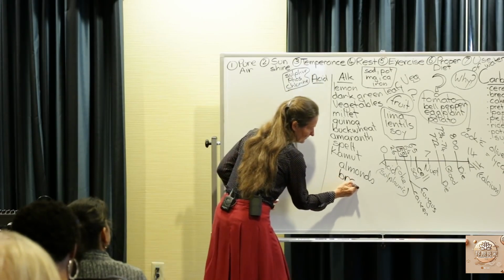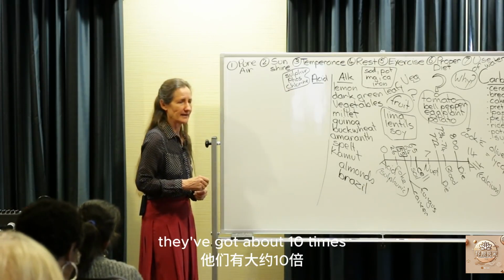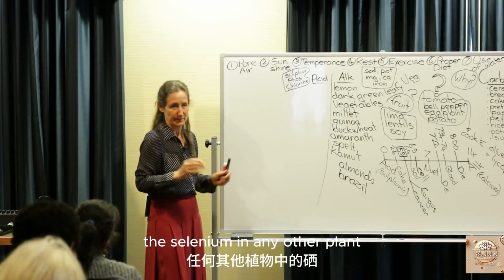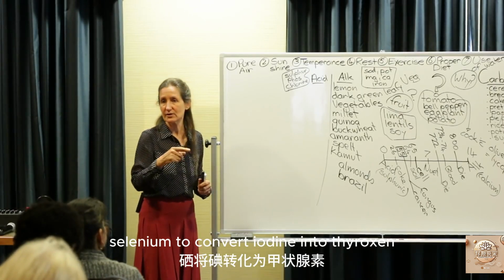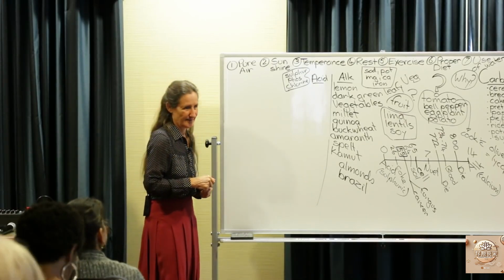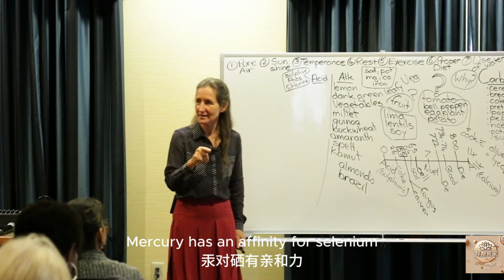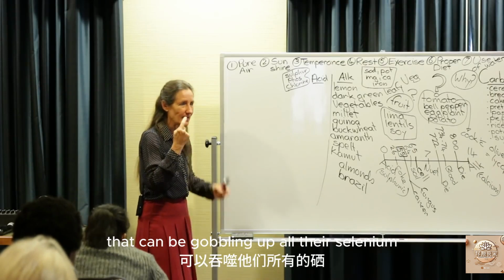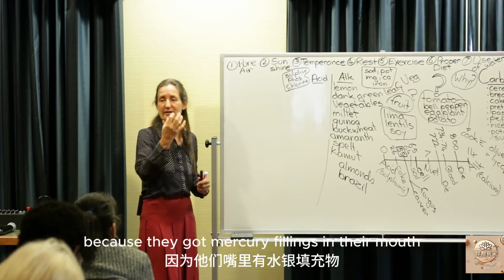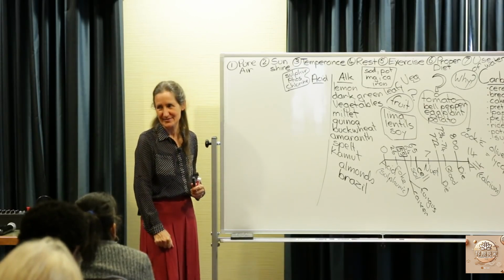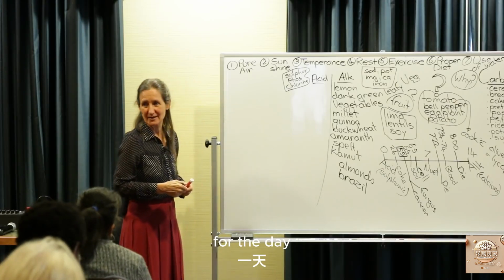And Brazil nuts. Brazil nuts are phenomenally high in selenium. They've got about 10 times the selenium of any other plant. And your thyroid gland requires selenium to convert iodine into thyroxine. And let me tell you something else about selenium. Mercury has an affinity for selenium. So if someone's got mercury fillings in their mouth, that can be gobbling up all their selenium. So a person can have thyroid problems because they got mercury fillings in their mouth. Whew. 5 Brazil nuts a day will give you all the selenium that you need for the day.